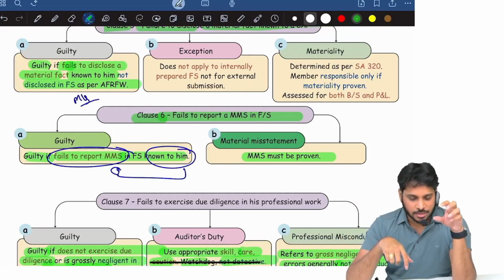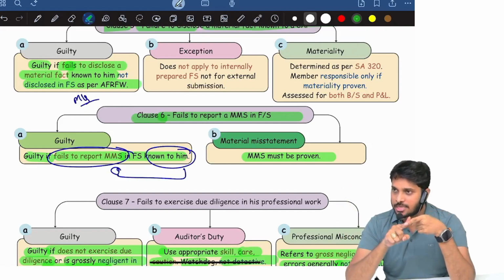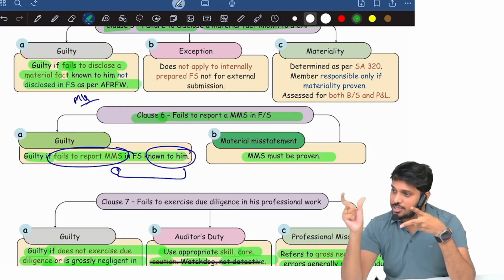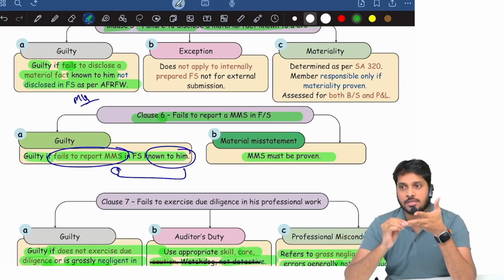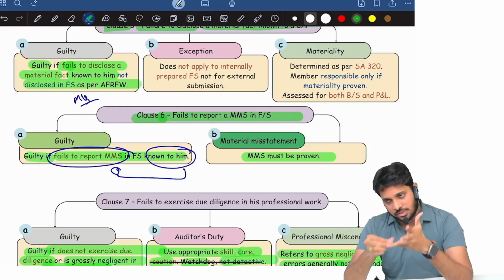Clause number 7, you should not use professional attainments, designations, all that. Then part number 2, for members in service. Clause number 1, a member in service is prohibited to share emoluments with others. Clause number 2, he is prohibited to accept from others any commission, brokerage, kickbacks.